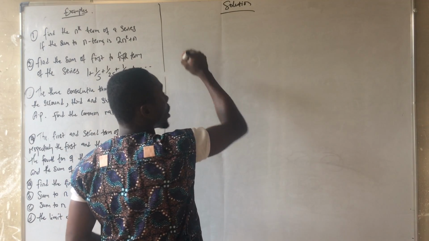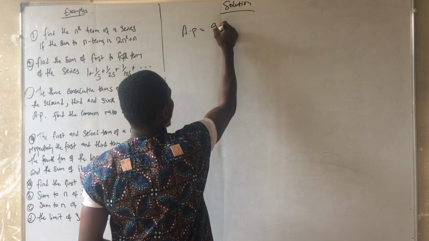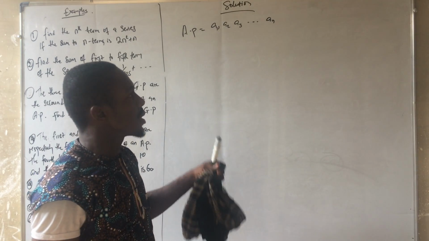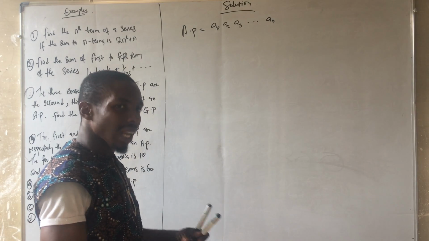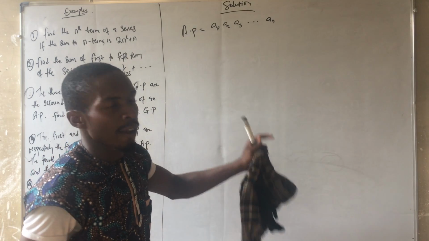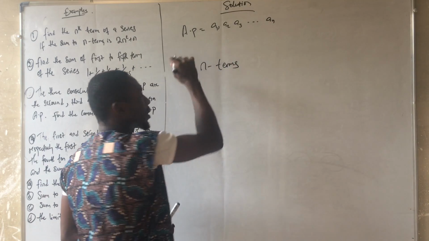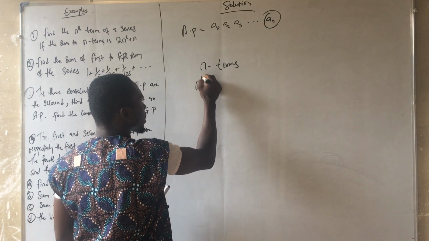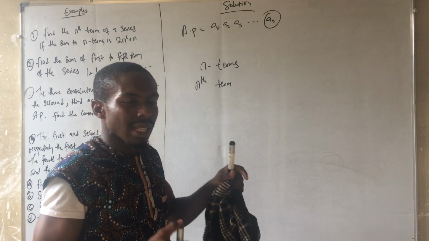Let's take for instance that the sequence we are dealing with is an arithmetic progression. This equals A1, A2, A3 down to An. Now the first term here is A1, the second term is A2, the third term is A3, down till the last term, which is An. Now, how many terms do we have in this sequence? We have n terms in this sequence, but this particular term here is the nth term.